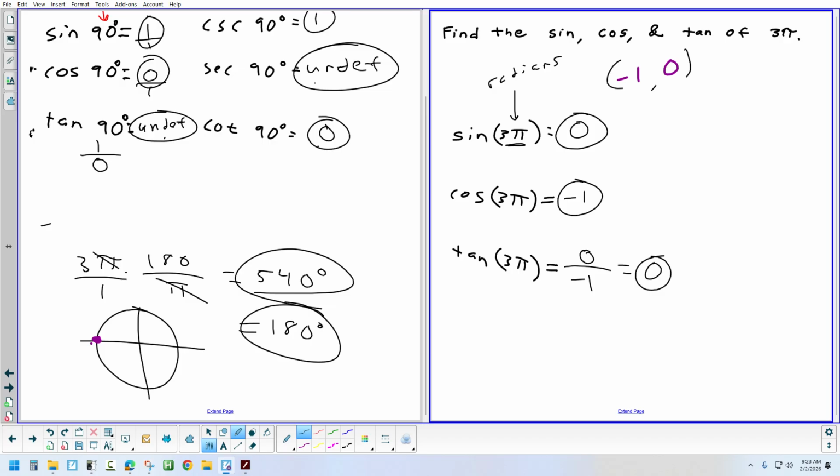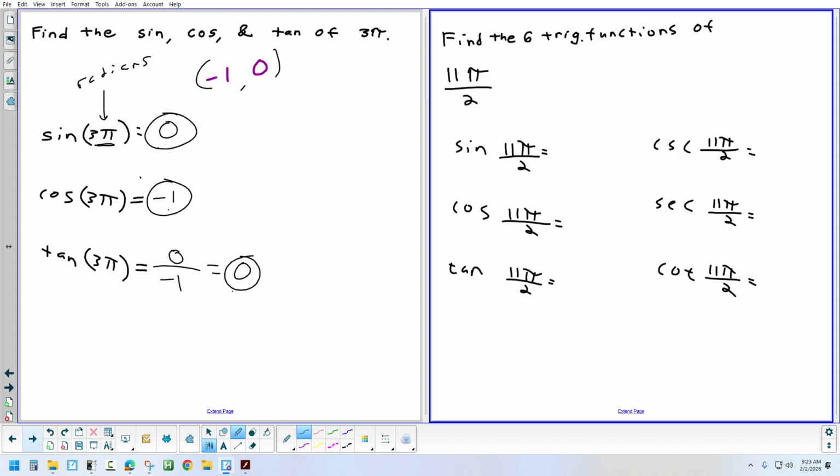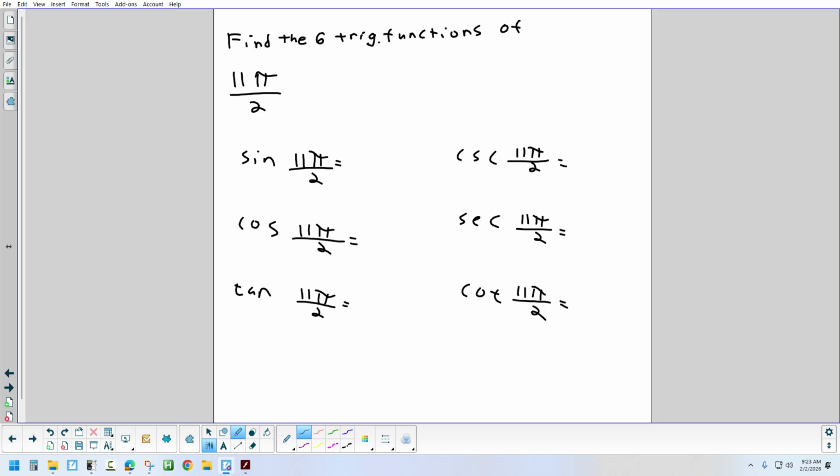And then if we wanted to find the other 3, which we're not going to, what would we do to the 3 that we have? Well, yeah, just flip them. Undefined, -1, undefined. So we could do them all out, but that's all I want to do for now. Any questions on that? All right, I think I just have a couple more. Find the 6 trig functions of 11 pi over 2.